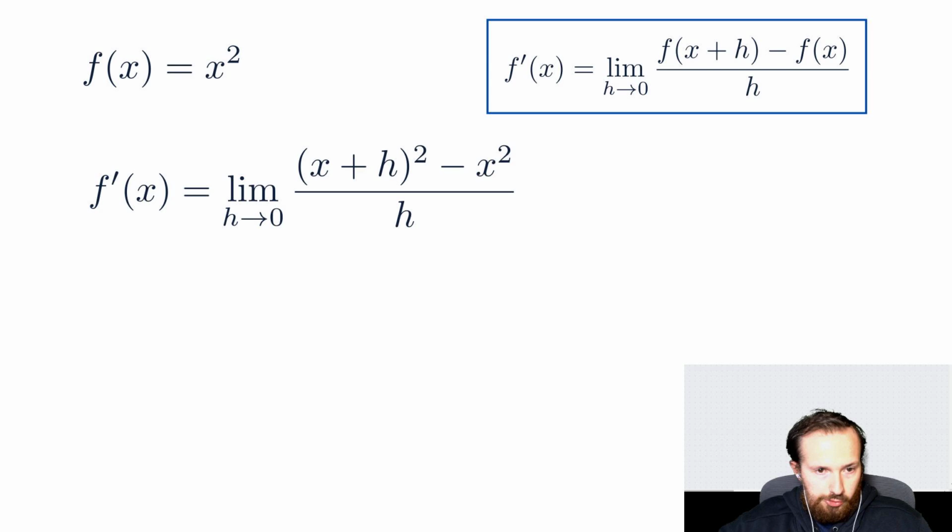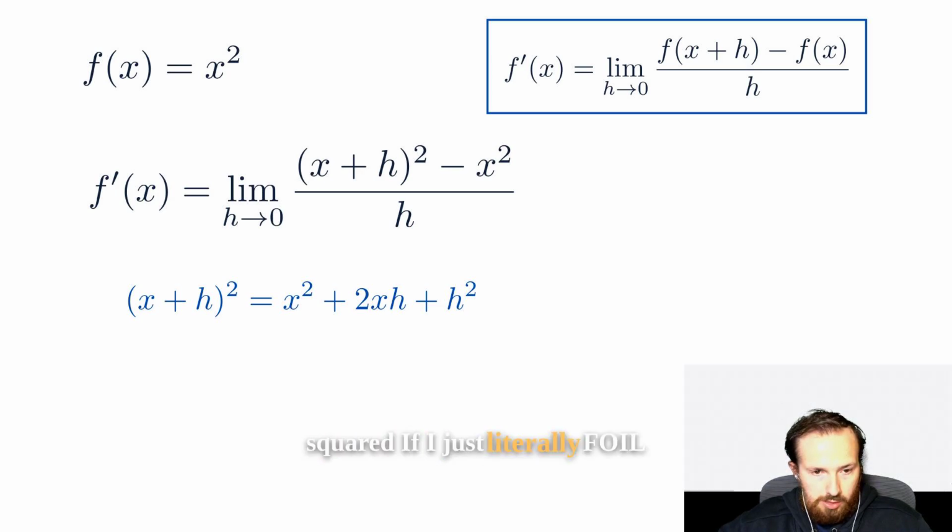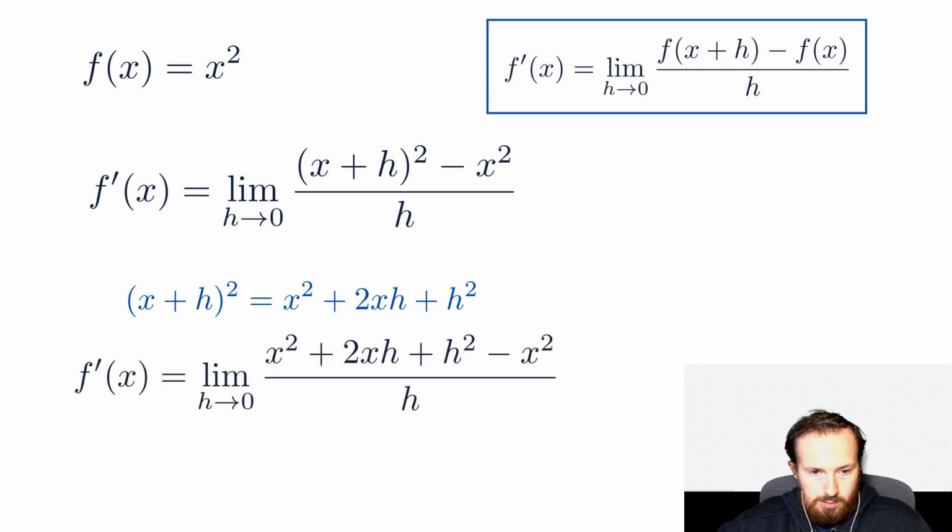For this one in particular, whenever you're dealing with polynomials, the first step is always to expand things algebraically as much as you can. So if I do that, hopefully it makes sense that I would get x squared. If I just literally FOIL this out, I'll get x squared plus 2xh plus h squared. So that's what that becomes, and then minus x squared. So this right here is this expanded out. And hopefully that's clear. So then we have this.